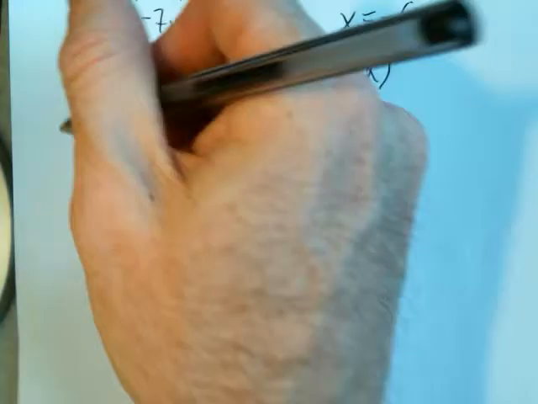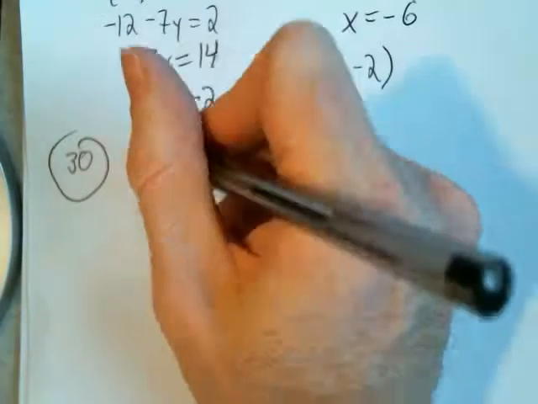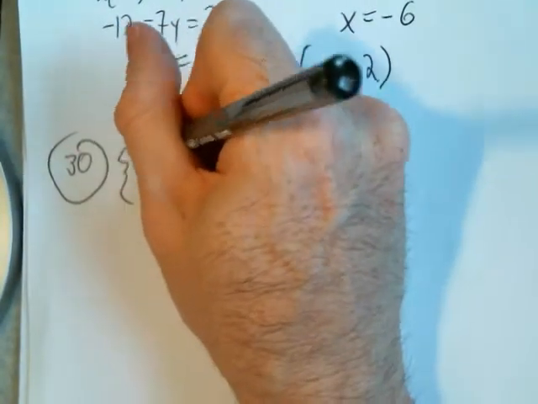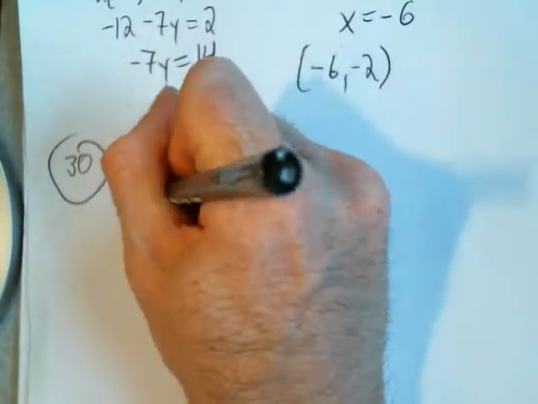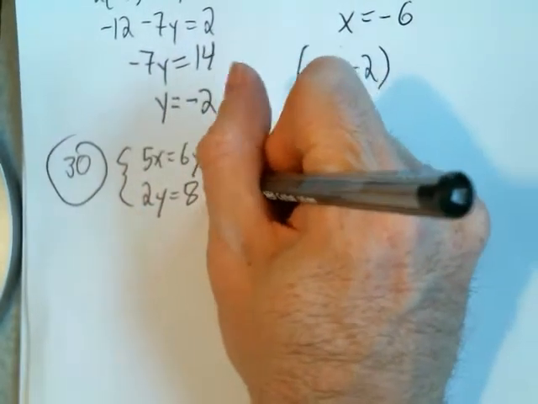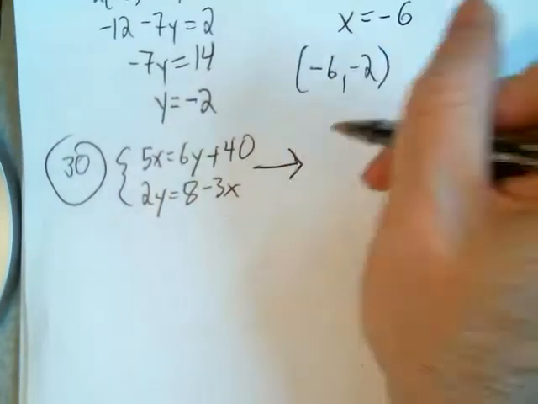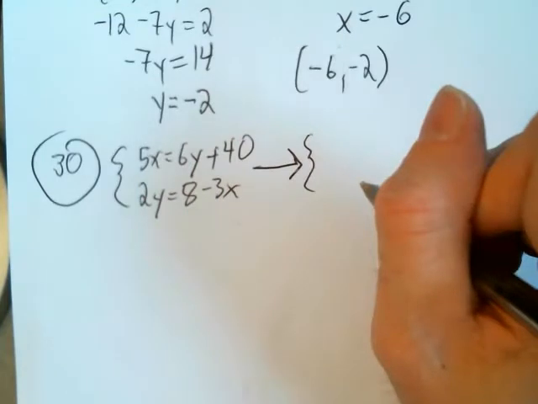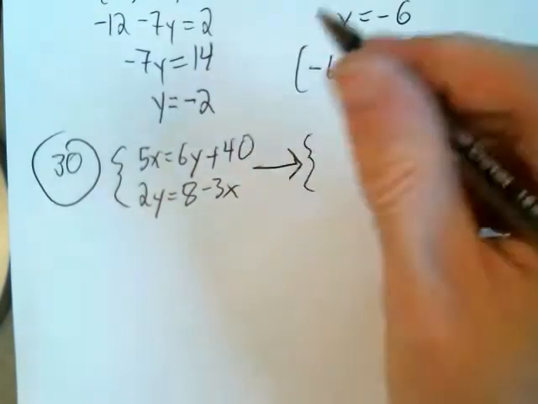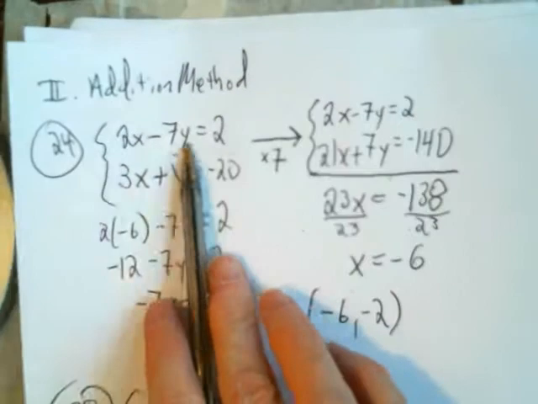Let's look at another problem, 30. So our system, 5x is 6y plus 40, and then 2y is 8 minus 3x. The first thing I want to do is to get both equations into a standard form, and this is considered the standard form here.